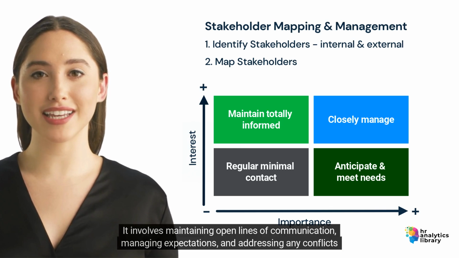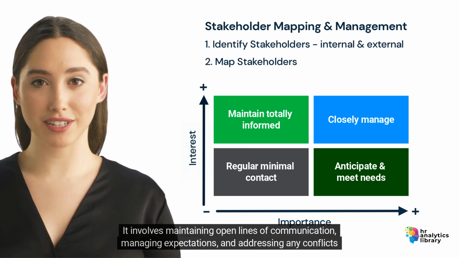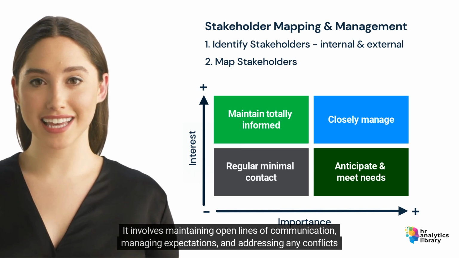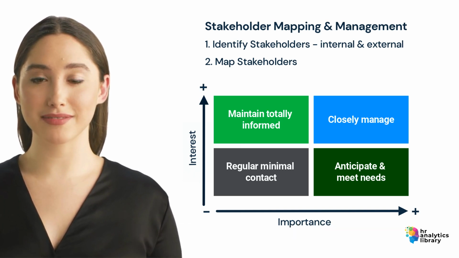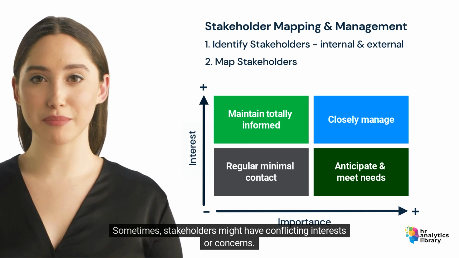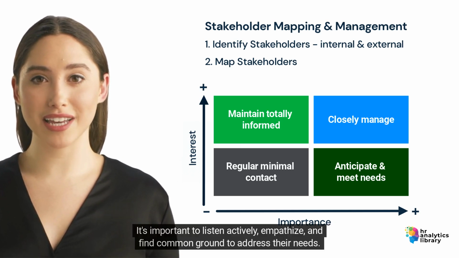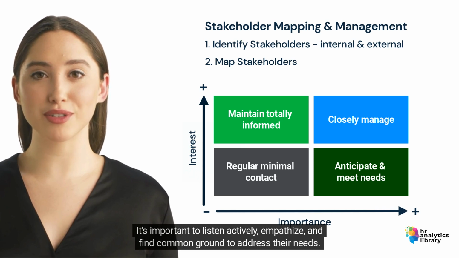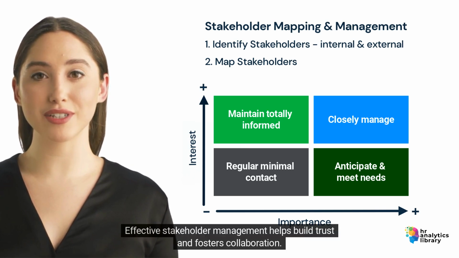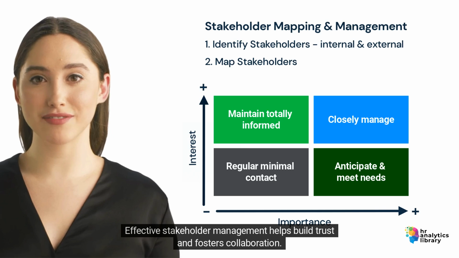Managing stakeholders is an ongoing process. It involves maintaining open lines of communication, managing expectations, and addressing any conflicts or challenges that may arise. Sometimes stakeholders might have conflicting interests or concerns. It's important to listen actively, empathize, and find common ground to address their needs. Effective stakeholder management helps build trust and fosters collaboration.